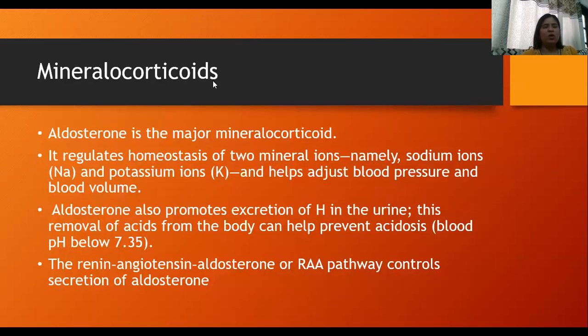So, mineralocorticoids. Aldosterone is the major mineralocorticoid and regulates homeostasis of two main minerals, sodium and potassium, which helps adjust blood pressure and blood volume, and also promotes excretion of hydrogen ions in the urine that help prevent acidosis. Hydrogen ions are acidic in nature, so their removal in the urine can prevent acidosis. This is done by aldosterone. And the secretion of aldosterone is controlled by the renin-angiotensin-aldosterone system.